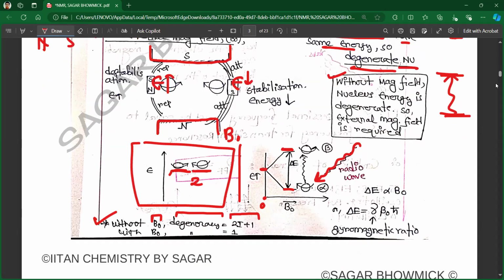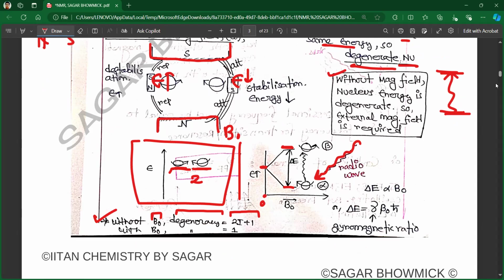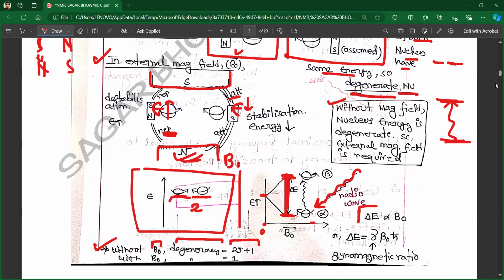Okay. With B0, degeneracy is 1 because this is now split. So this state has degeneracy 1, this state has degeneracy 1. Now, from this graph, we know that the more the B naught, the more the external magnetic field, the more this separation will occur; the more this magnetic field, the more it will repel or the more it will attract. That means energy will be very low, energy will be very high. So the separation, the energy gap, will be much more, isn't it? So B naught is proportional to delta E, or delta E is proportional to B naught.